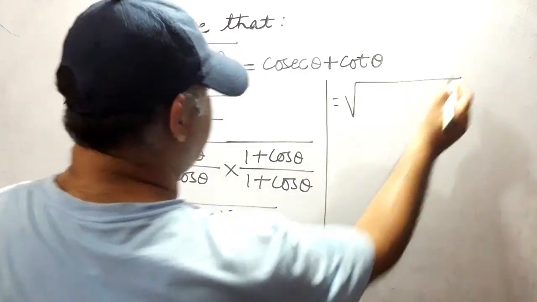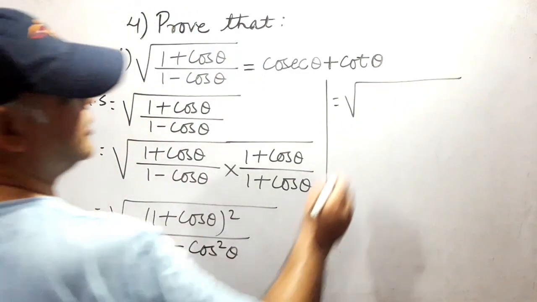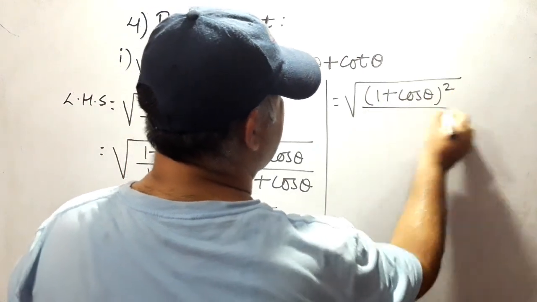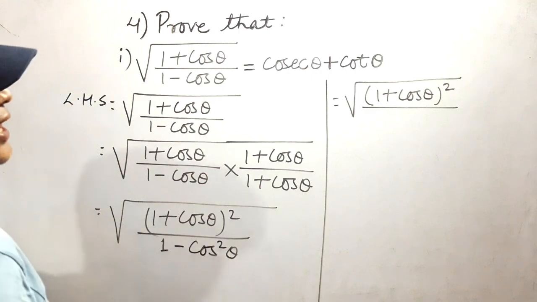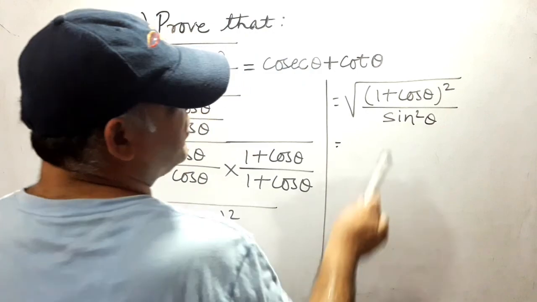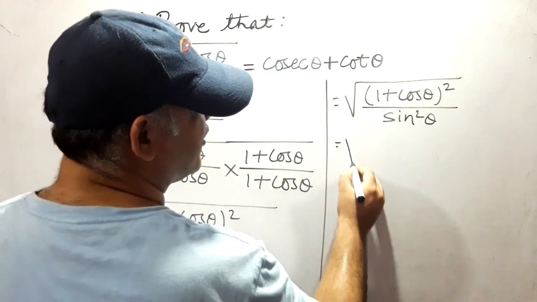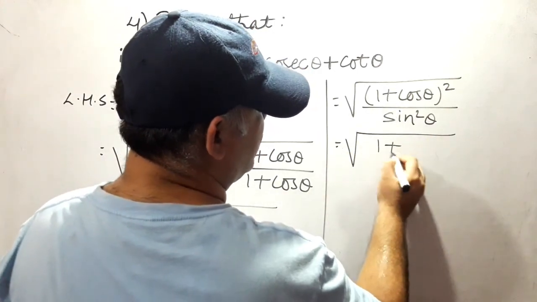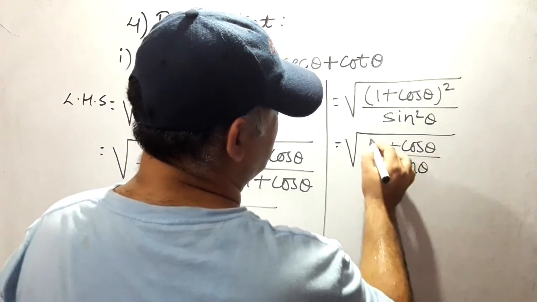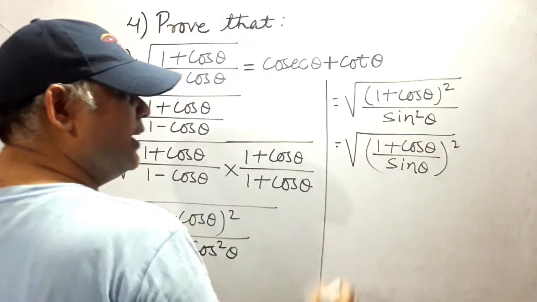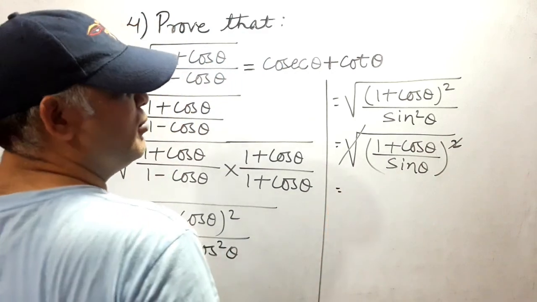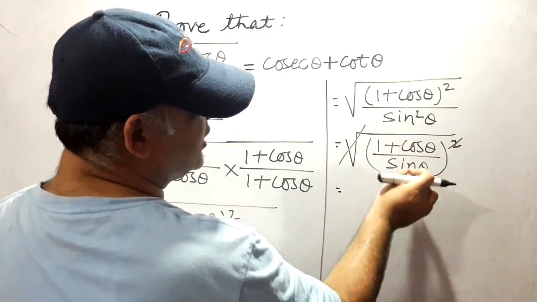Equals root under (1 plus cos theta) whole square, same, by 1 minus cos square theta, which is sin square theta, keeping these both under the same square, (1 plus cos theta by sin theta) whole square. Now cancelling the square root and square, the remaining terms left are (1 plus cos theta) by sin theta.